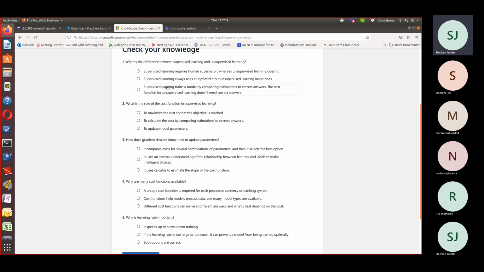Okay, so let's have a quick look. What's the difference between supervised learning and unsupervised learning altogether?